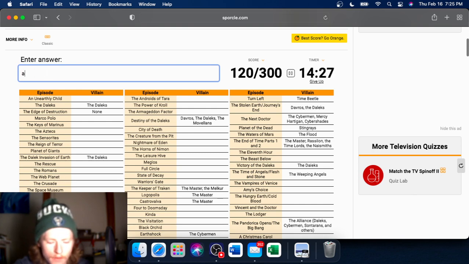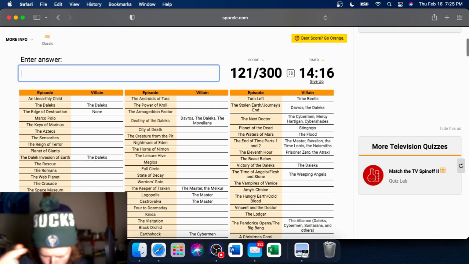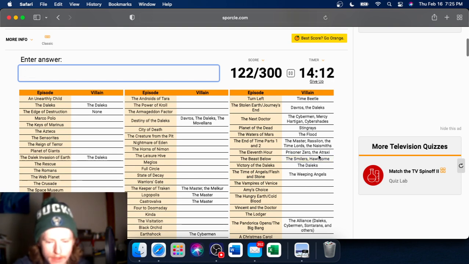11th Hour are the Atraxi and Prisoner Zero. Beast Below. This one, I know for a fact they're going to make me name the Smilers. See, who's going to remember Hawthorne? Daleks and Victory of the Daleks, Weeping Angels. Then it is the Saturnines. Or Let's Go Vampires.